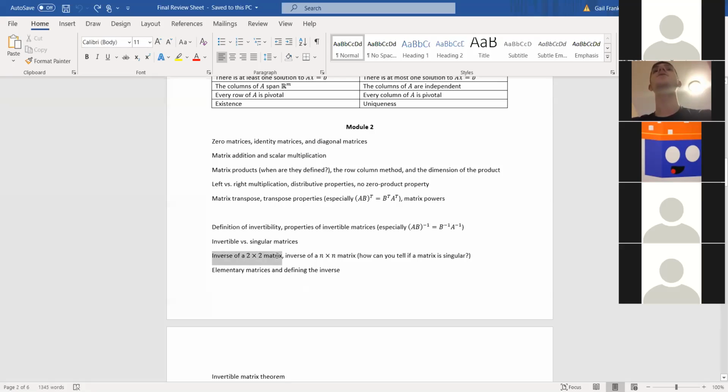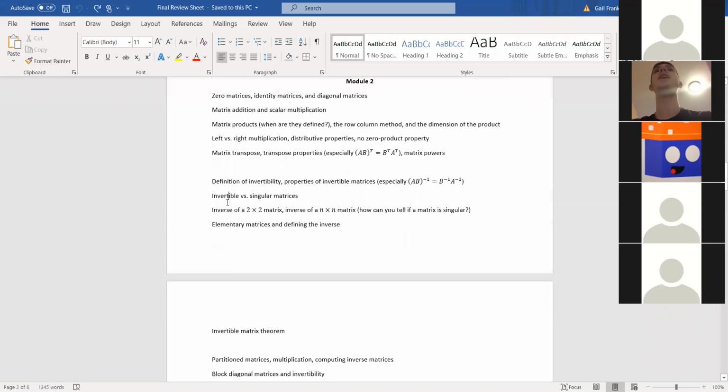So, does every square matrix that has a pivot in every row and column become invertible? Yes. We'll get into the invertible matrix theorem in a second, but yes, if a square matrix has a pivot in every row and column, then it is invertible. If not, it's not invertible. But we'll get into the theorem in a sec.